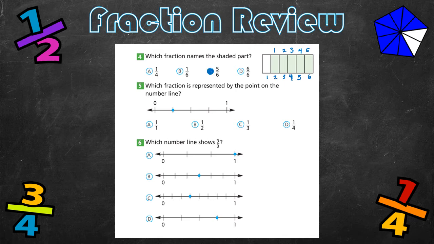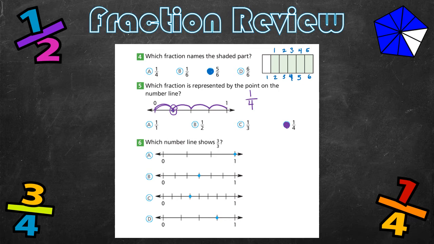Number 5, which fraction is represented by the point on the number line? Before I can tell you what point is here, I need to first find out what my denominator is. So I'm going to count how many equal parts are in one whole. So I have 1, 2, 3, 4 equal parts. So I know my denominator is going to be a 4. I'm counting by fourths. And I know that the dot that I want, the mark, is 1 part. So my numerator is 1 part. So the point is represented by 1/4 on the number line.